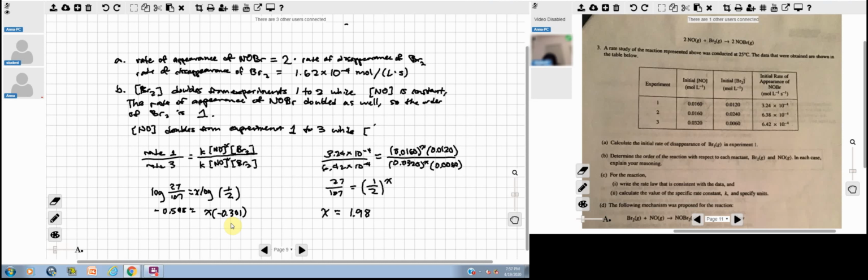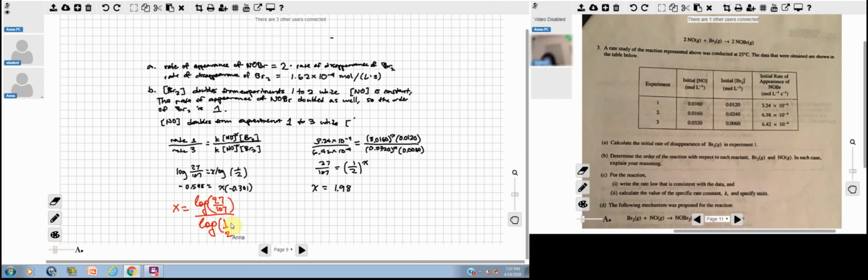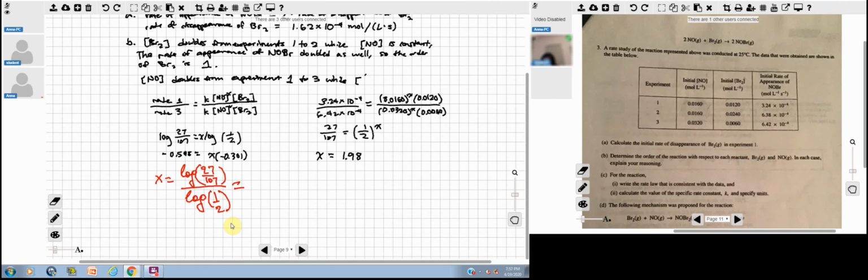Alright, yeah, this is how you would do it. X equals log of 27 over 107 divided by log of 1/2, and you put your answer. And you can punch it all in as one expression on your calculator. But, okay, so you got 2. Alright.